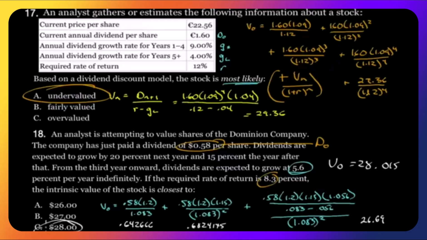We have a 28 down here. Can we take that? There we go. The intrinsic value of the stock, it says it's closest to, because of all the rounding off. It's closest to 28. So this one had 3 growth rates. So the tricky part here was carrying the numerator forward each time.